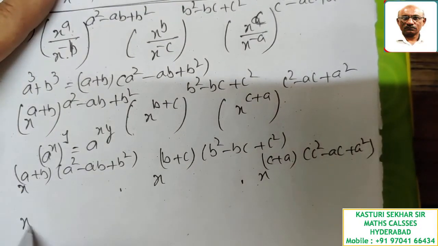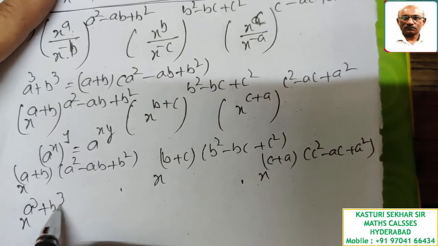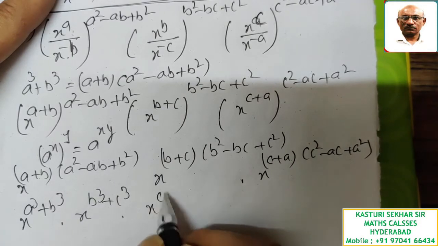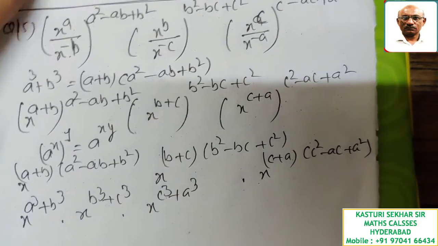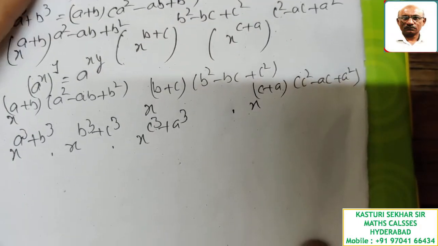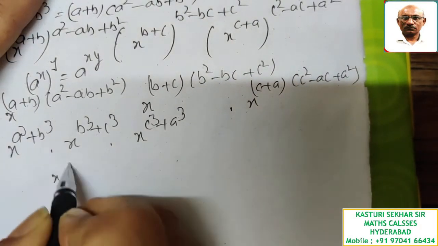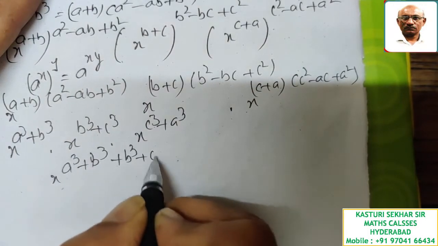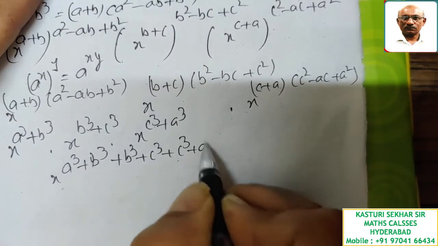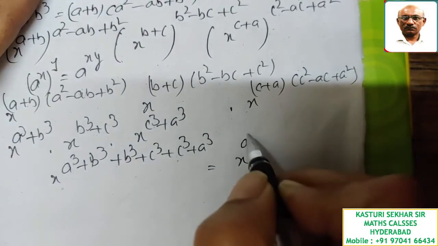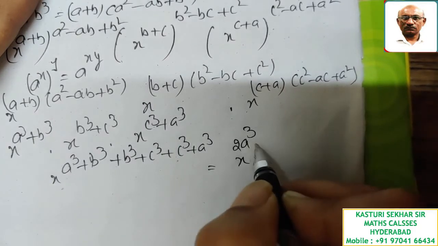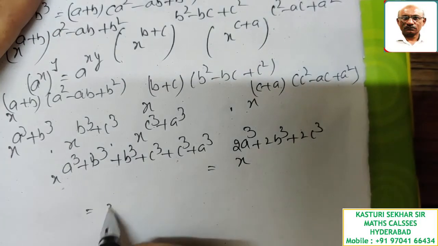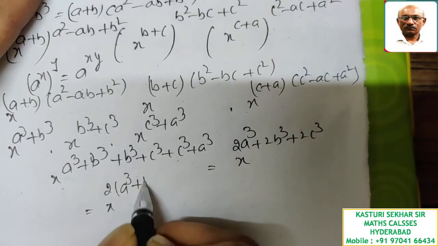Now this can be written as x to the power a cube plus b cube, x to the power b cube plus c cube, into x to the power c cube plus a cube. Bases are equal and there is a multiplication sign, so we can add the powers. This is a cube plus b cube, plus b cube plus c cube, plus c cube plus a cube. So this is x to the power 2a cube plus 2b cube plus 2c cube, or you can write it as x to the power of 2 times (a cube plus b cube plus c cube).